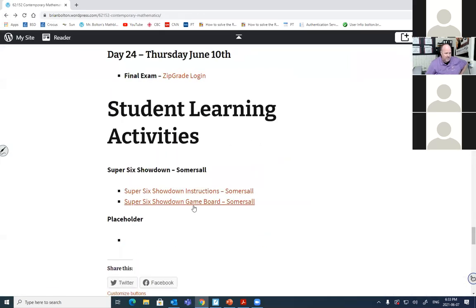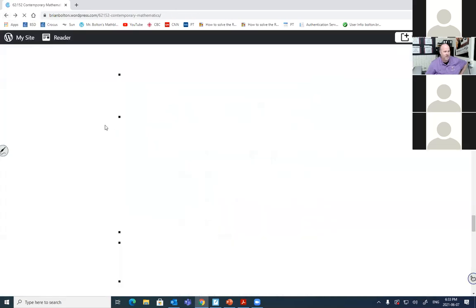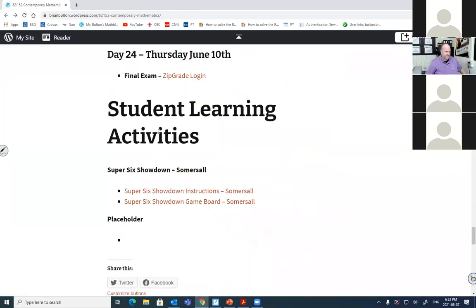And then she also included the actual game board itself. You can see there's the game board. Perfect. Excellent. Okay, great. Thank you. You're welcome. It makes it easier.